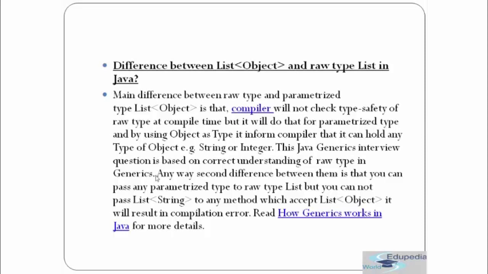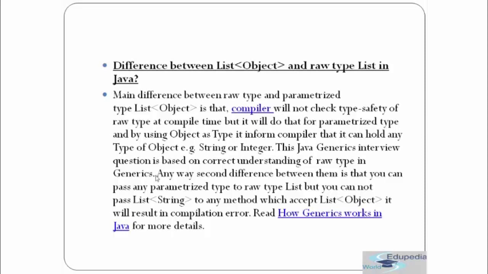Well, the answer says that the main difference between raw type and parameterized type List<Object> is that the compiler will not check type safety for the raw type at compile time, but it will do so for the parameterized type by using Object as the type. It informs the compiler that it can hold any type of object, for example String or Integer. This Java generics interview question is based on the correct understanding of raw type in generics.